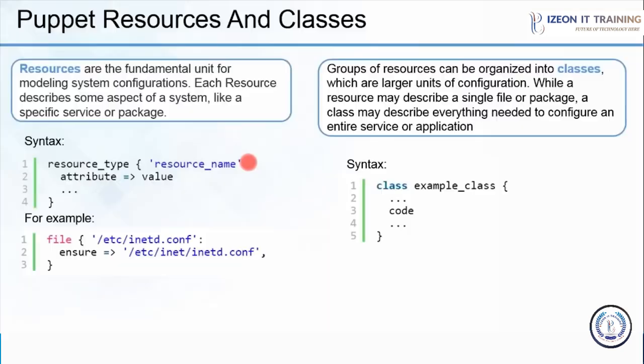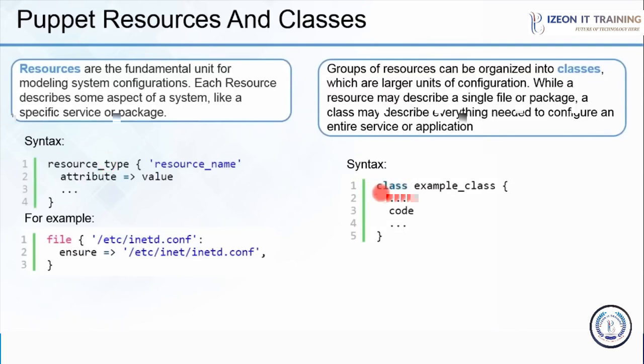Alright, so we have understood what exactly a resource is in Puppet, right? So now let us see what are classes. Classes are nothing but the group of resources. Alright, so you group multiple resources together to form one single class, and you can declare that class in multiple manifests as we have seen earlier. It has a syntax. Let us see.